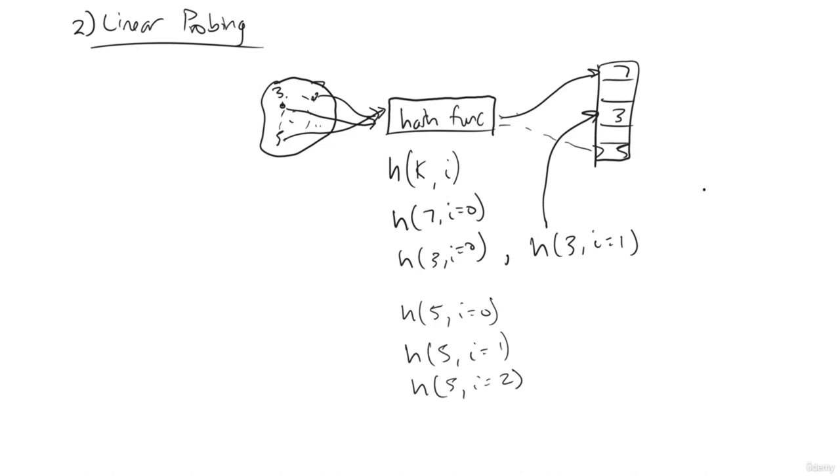It's called probing because, what happened is that 5 initially started here and said, oops, I can't go there. So we incremented I by one. It moved here, and then it said, oops, I can't do that. And so we incremented I one more time, and it moved here. This idea of hopping from slot to slot is called probing. And we're doing it in a linear fashion because we're only incrementing I by one each time.